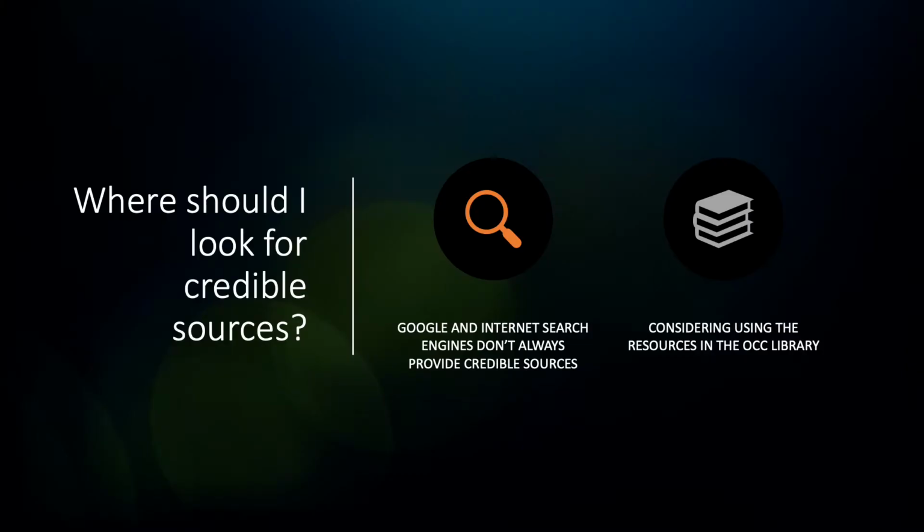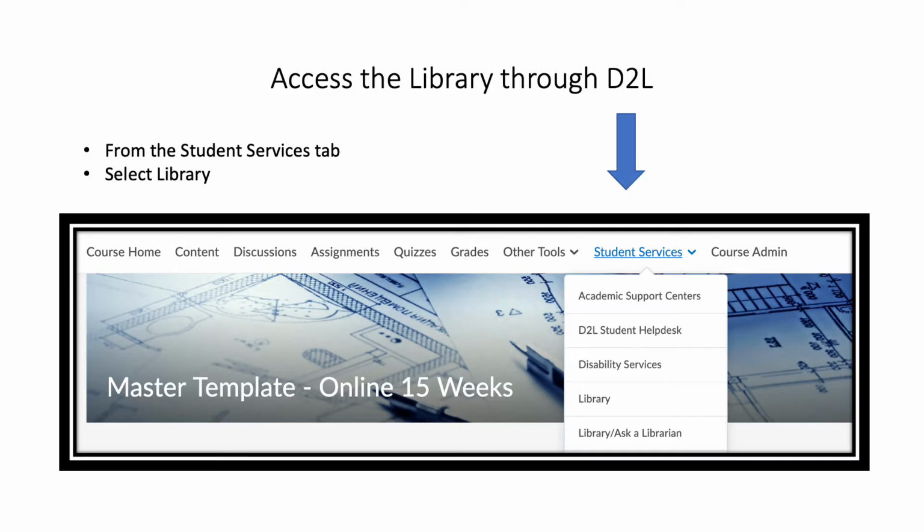Where should I look for credible sources? If you're like me, the first thing you do when you want to find out some information is a quick Google search. But Google and internet search engines don't always provide credible sources. Let's consider using the resources in the OCC Library in our search for credible sources.